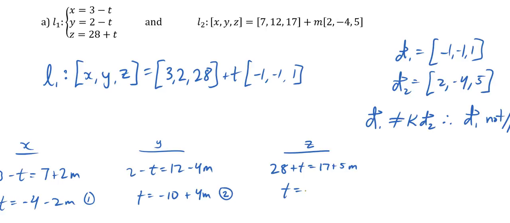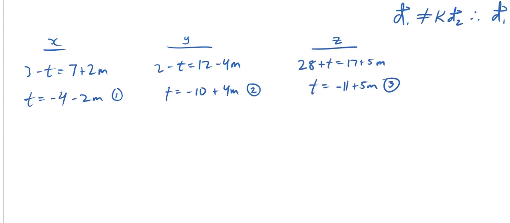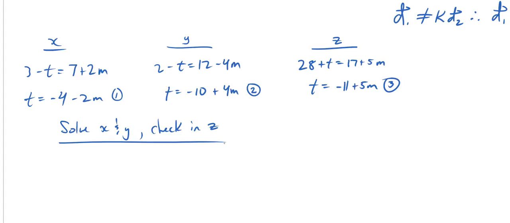All of these I can solve for t. You could set these three up and see which two you like best. Which two are easiest? It doesn't have to be x and y and then sub into z, of course. Negative 11 plus 5m. So I'm going to solve the x and y. I'm going to solve equations 1 and 2 and check it in 3.